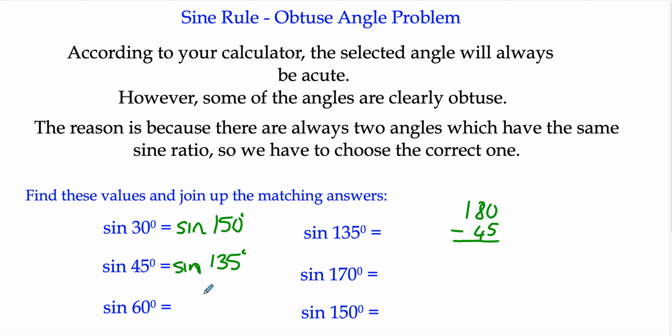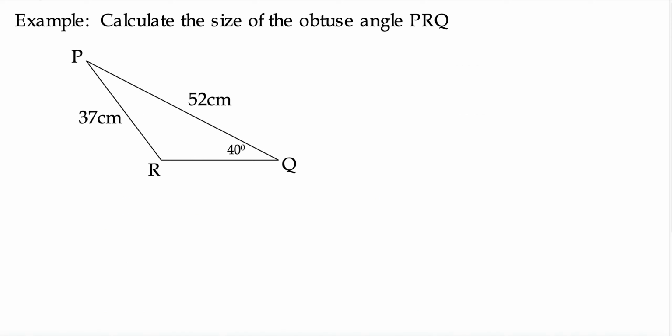Okay, so sine 60 is going to be the same as the sine of 120 degrees. Sine 135, 180 minus 135 is going to be this 45 degrees, as we found out earlier. Sine of 170, the supplement of 170 is 10 degrees, and as we also saw before, the supplement of 150 is 30, right? So as long as you're able to identify the supplement of an angle, you can work out the other angle. So let's have a wee look at an example of this.